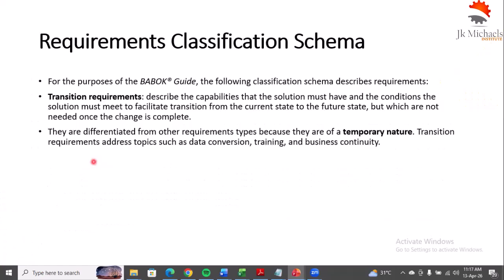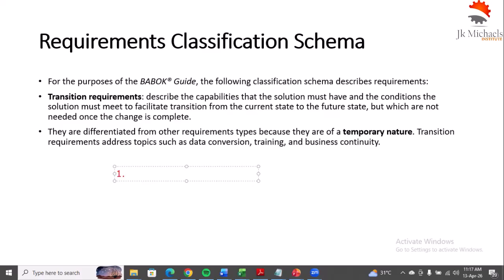And then moving on, we have the fourth in the requirement classification scheme, which is the transition requirements. Our transition requirements are the capabilities that the solution must have and the conditions that the solution must meet to be able to transition effectively from the current state to the future state, which are not needed once the change is complete. Now, let's look at them.